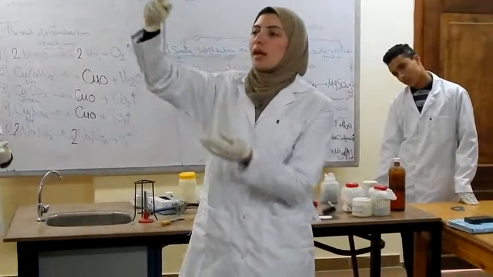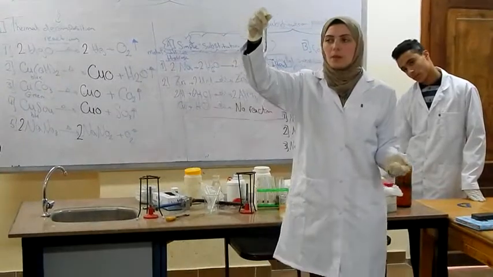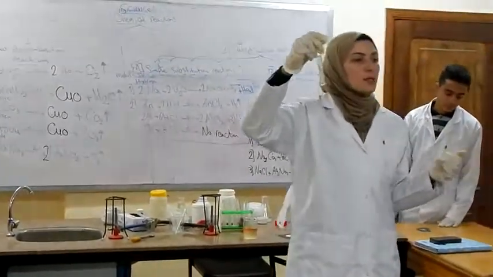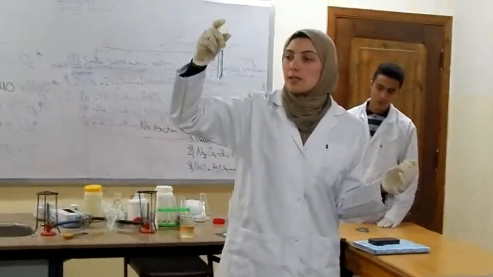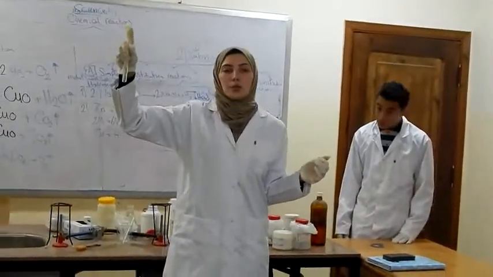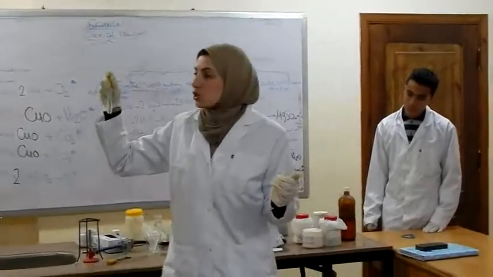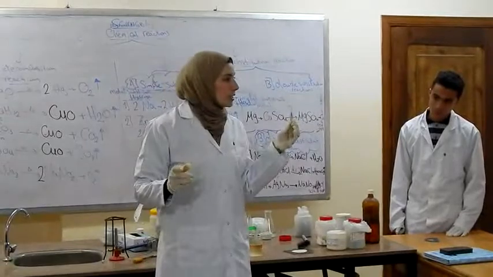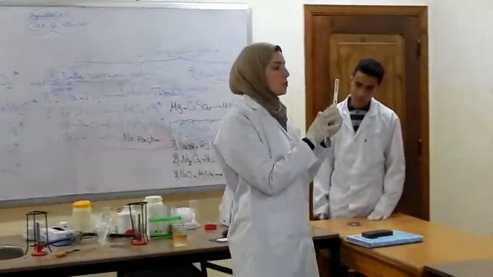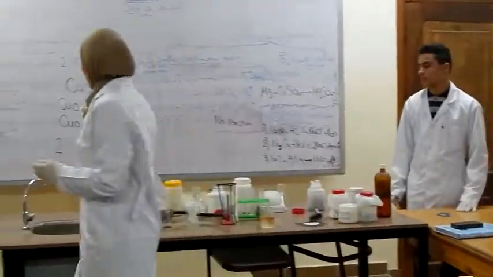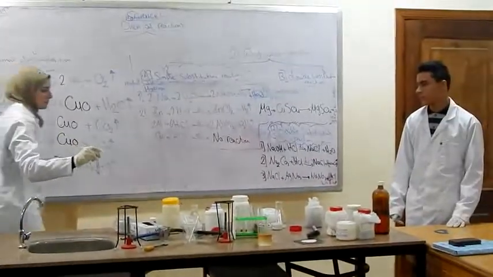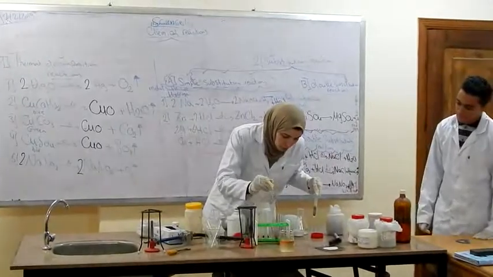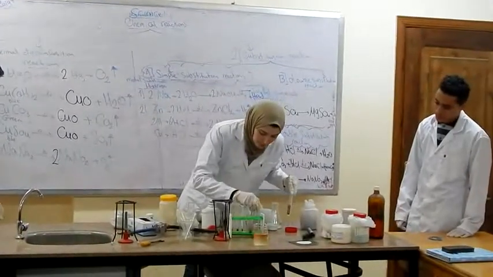So at the end of this reaction, magnesium substitutes all copper from copper sulfate, forming a colorless solution of magnesium sulfate and a red copper precipitate. We'll leave it to complete the reaction. After a short time, we will see the red color.